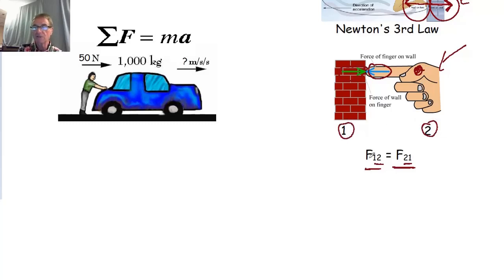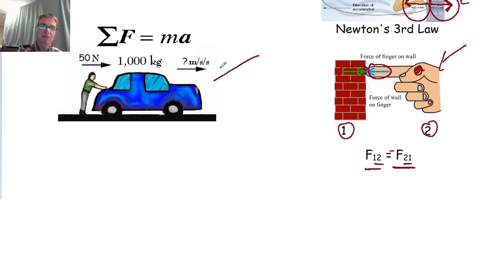So the force on object 1, which is the wall, due to object 2, which is my hand or finger, is equal in magnitude to the force on object 2, my hand, due to object 1, which is the wall. Now, to be correct, I should add a sign in here, because while the magnitudes are the same, the directions of these forces are opposite. It's critical to understand that. So that's Newton's third law.